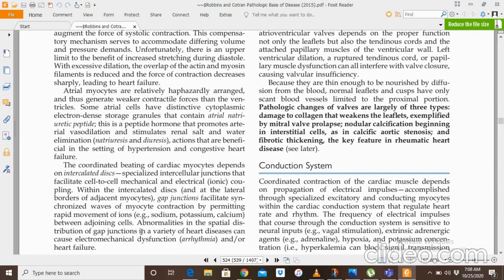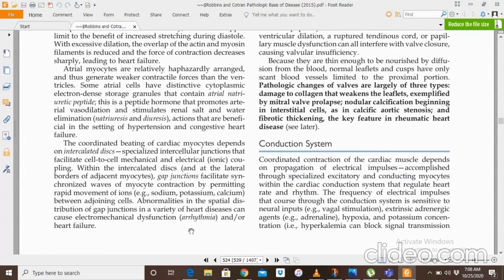Abnormalities in the spatial distribution of gap junctions in a variety of heart diseases can cause electromechanical dysfunction, arrhythmias, or heart failure. If there is any abnormality in these gap junctions, it can lead to arrhythmias or heart failure.